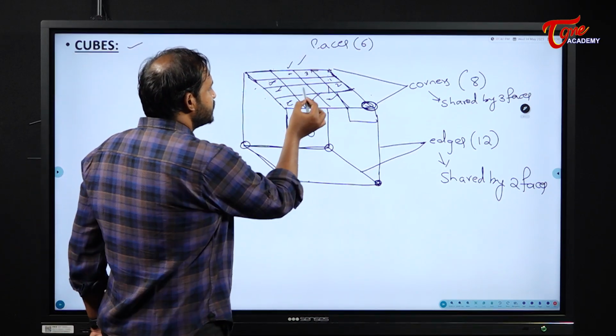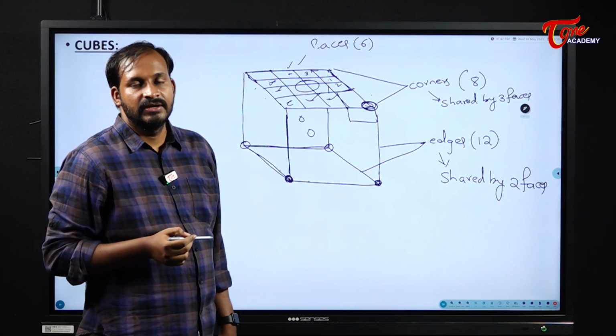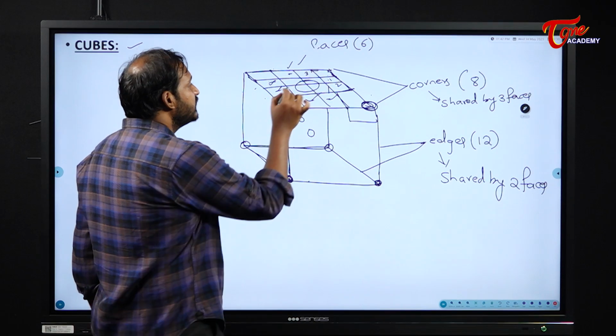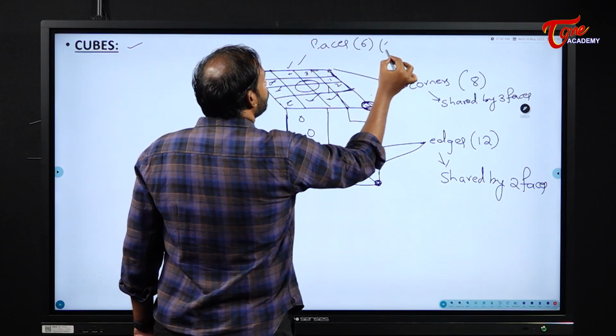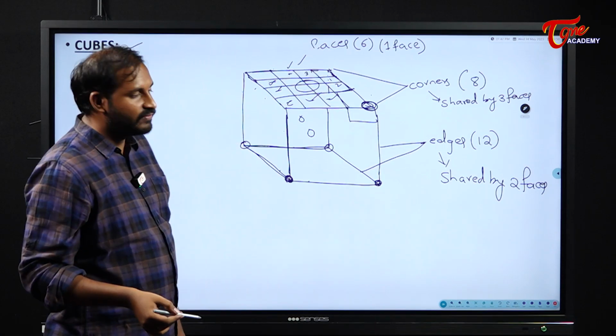And when it comes to this one, we will call them face cubes. These will be shared between only one face. The cubes which are present on a face will be shared by only one face.